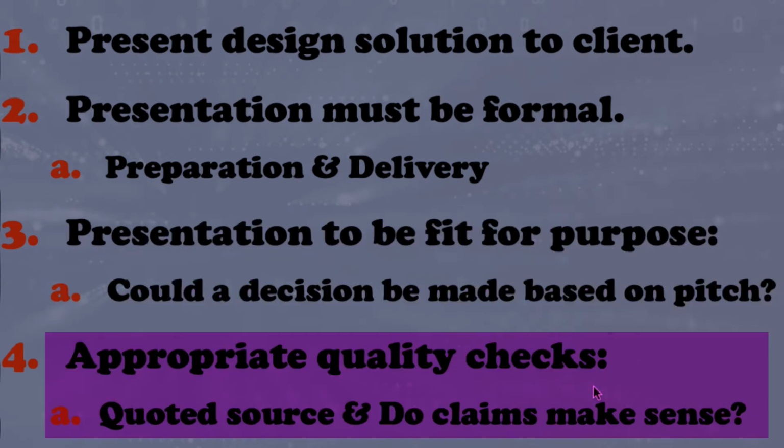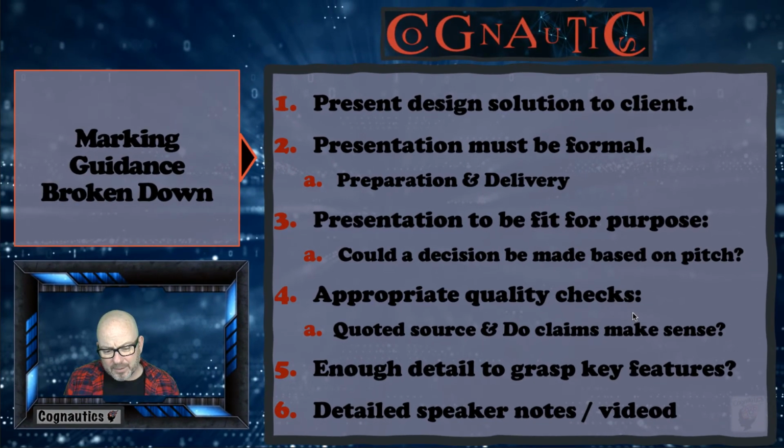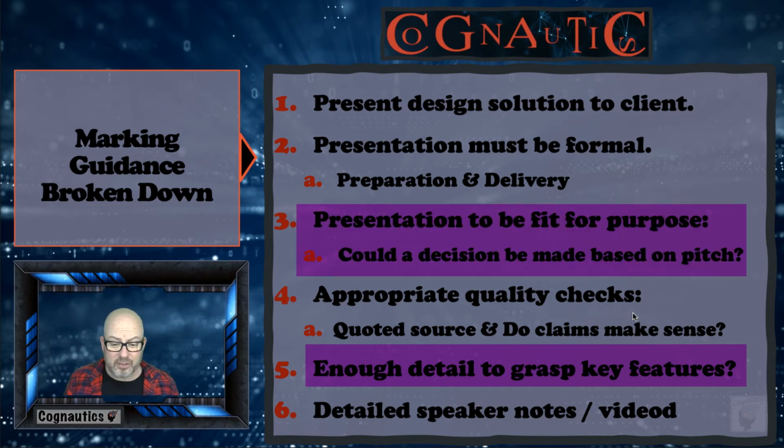Number 4, appropriate quality checks. The quality checks are talking about, have you quoted your sources? Have you backed up your statements with evidence? Or are you just making things up? Is there enough detail, number 5, to grasp the key features? And actually, number 5 is really a bit of a rehash of number 3. If the presentation is fit for purpose and a decision could be made, clearly then you would be talking about all of the features the client had requested.